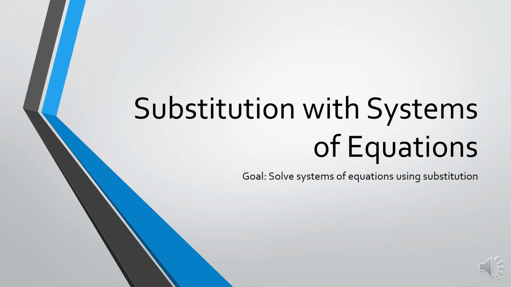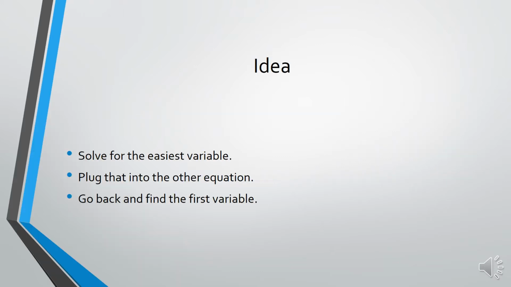Next thing we'll do with systems of equations is we're going to use substitution to solve them. So the goal here is we're going to use algebra and something called substitution to be able to solve for the variables. So the idea behind substitution, and this is the first of two different methods we're going to do, is you want to solve for the easiest variable.